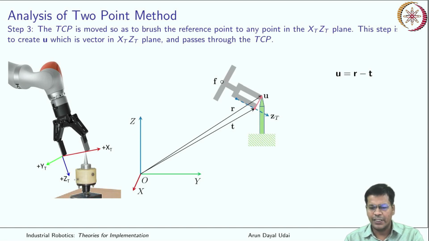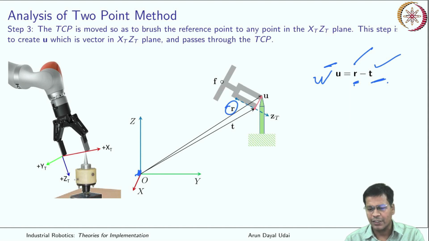So what effectively does it do now? This was your ZT, that you calculated in the earlier step, and the U vector is R minus T. Now again the tool tip is known using forward kinematics, and this T vector is the tool tip vector you calculated. How much is your R? R is also known because your reference vector is always known with respect to this. So R minus T gives you U.